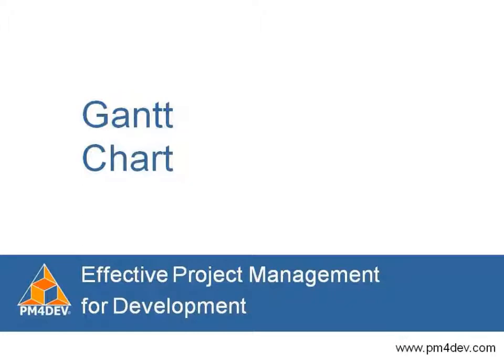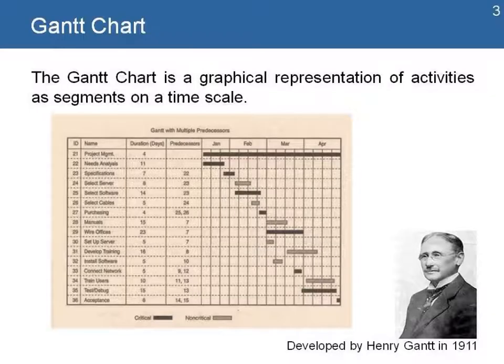This time we're going to show you the Gantt chart and how to use it to manage your schedule. The Gantt chart is a graphical representation of the activities as segments on a time scale. It was developed by Henry Gantt in 1911. Henry Gantt was an engineer, and he used this representation of the activities as segments to help him monitor work in factories, so that he knows when certain things need to happen, and he can then identify any delays or any problems with that.